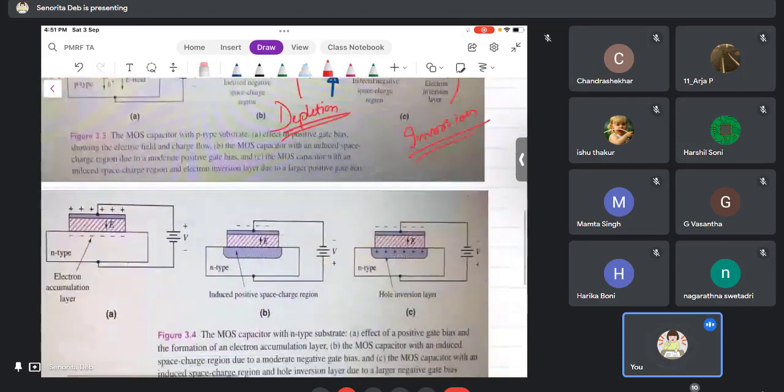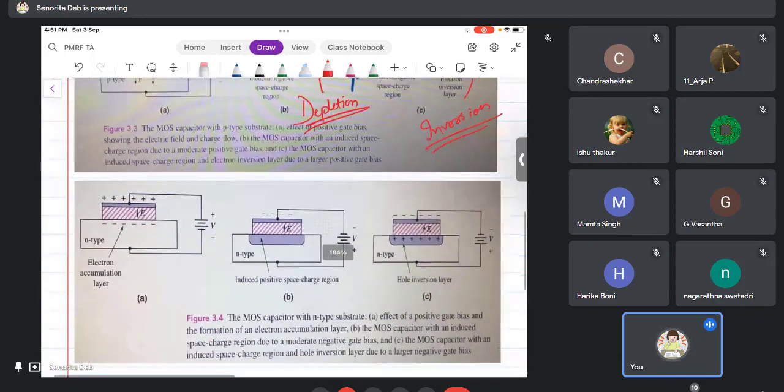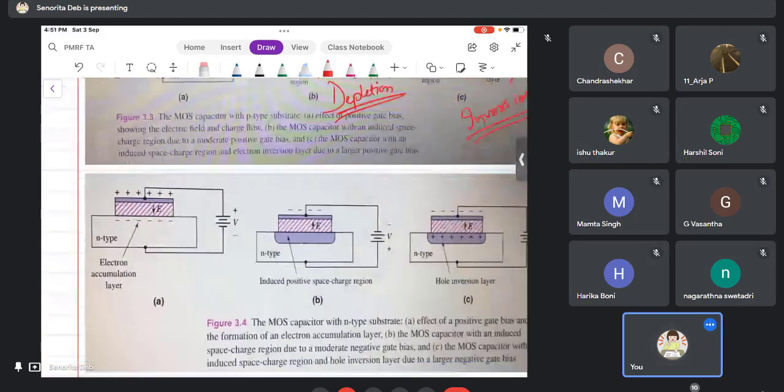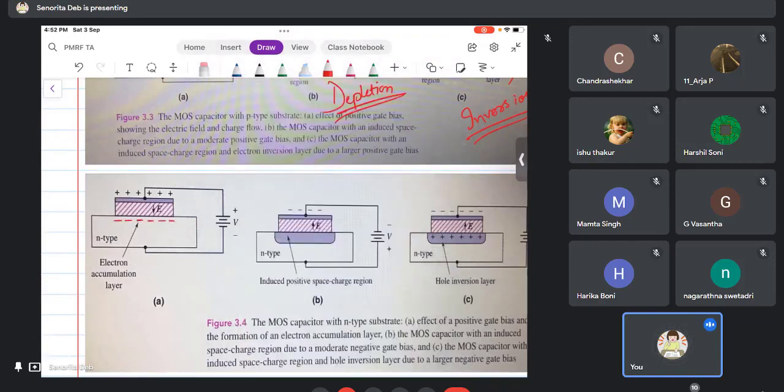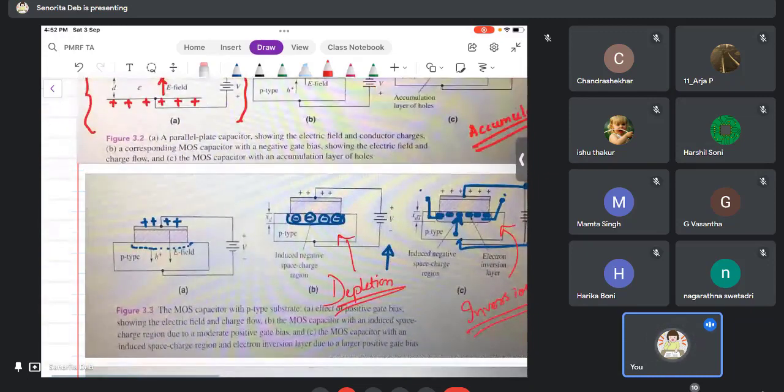Now this is the N type substrate. Just the opposite is going to happen. When we put a positive gate to substrate voltage, the electrons which are there in the N type are going to come because of the electric field. This is for the N type substrate. The earlier one was for the P type substrate, right?